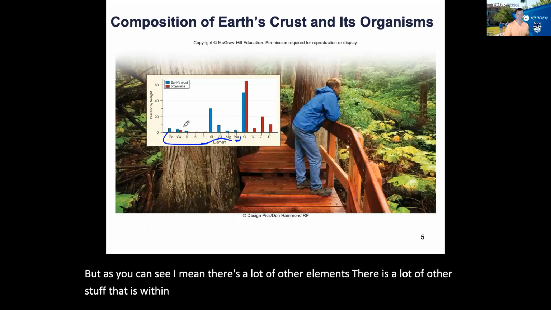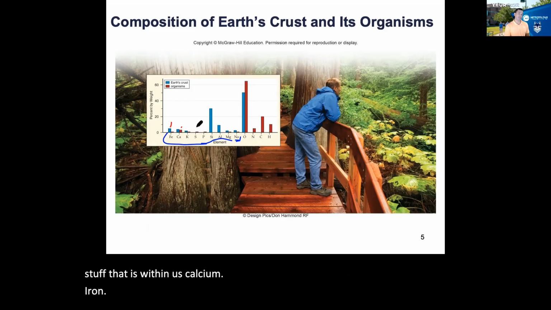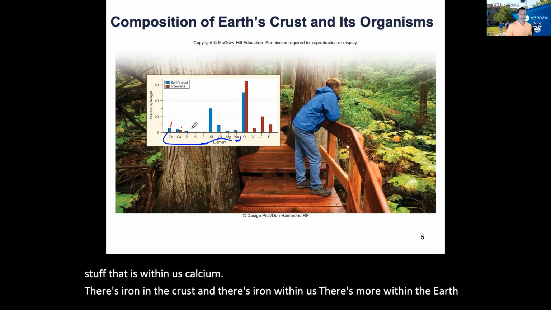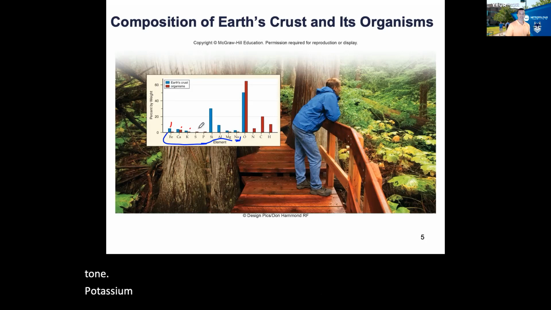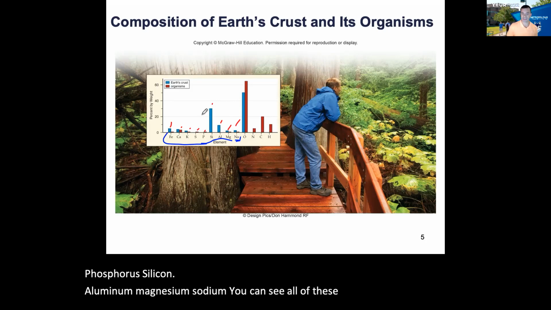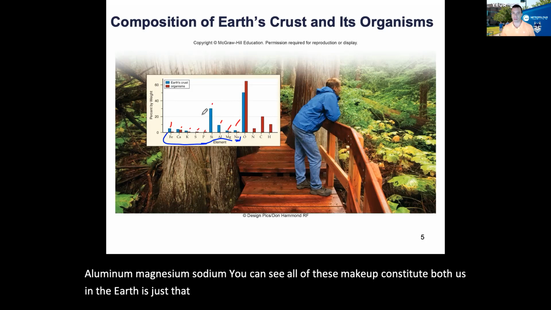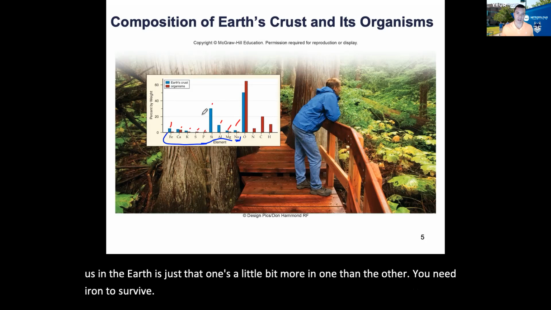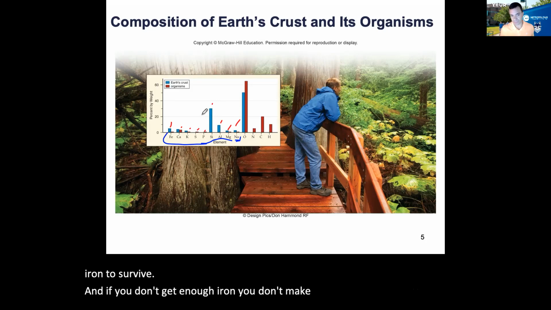Calcium, iron. There's iron in the crust and there's iron within us. There's more within the earth though. Potassium, sulfur, phosphorus, silicon, aluminum, magnesium, sodium. You can see all of these constitute both us and the earth. It's just that one's a little bit more in one than the other. You need iron to survive. Okay? If you don't get enough iron, you don't make enough red blood cells.